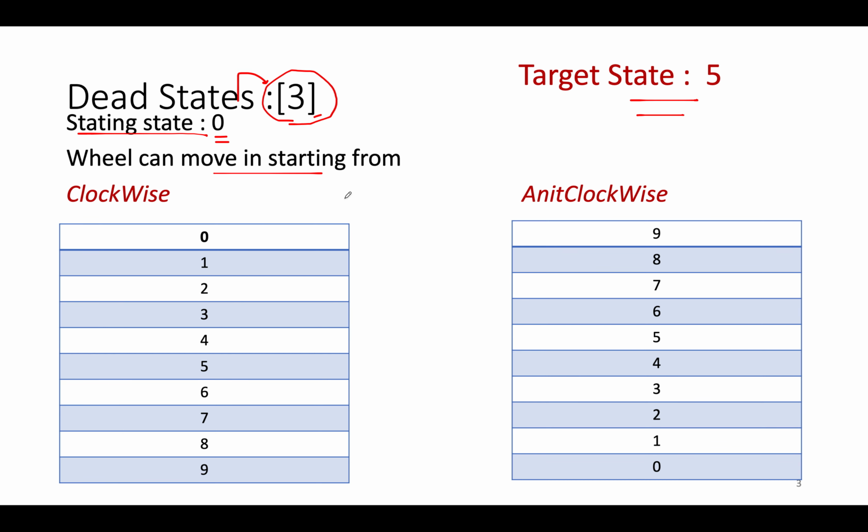And the wheel is free to move in clockwise direction. If it is at 0, it can move to 1. If it is at 1, it can move to 2. If it is at 2, it can move to 3. From 3 to 4, 4 to 5, 5 to 6, and up till 9. Similarly, it can move in anti-clockwise direction. This is anti-clockwise direction, starting from 9 going up till 0.